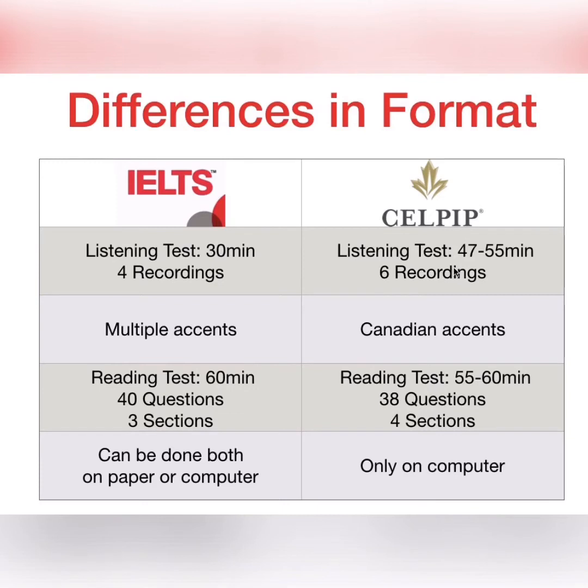The CELPIP listening test is substantially longer. As you can see, it's between 47 to 55 minutes, and there are 6 recordings on the test. Now, the big difference in terms of the IELTS and CELPIP in the listening are the accents. A lot of people find the IELTS listening test to be more challenging because you will be exposed to a range of accents, either from Canada, the United States, the UK, or Australia. So a lot of students do find that that can impact their band score.